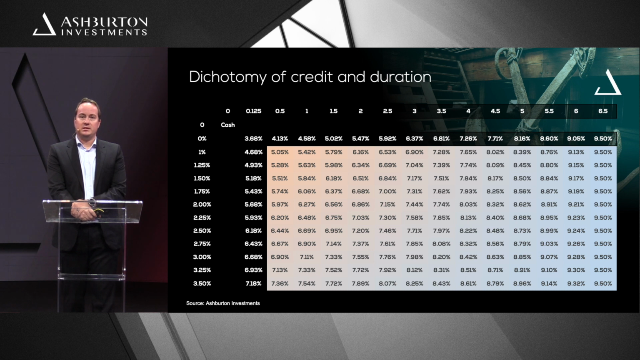Or you can invest effectively everything in credit, with a duration of 0.125, and JIBAR plus 350 on the high end, and JIBAR plus effectively 1% at the low end. Or any combination in between, right? That's generally the way that people tend to look at this.